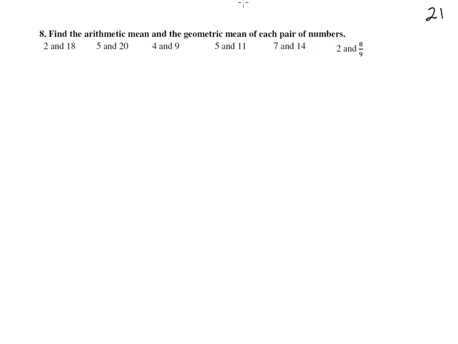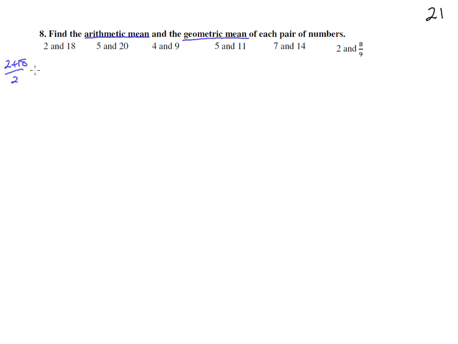Here we are on page 21 with number 8. Find the arithmetic mean, which we add and divide by 2, and the geometric mean. This one we multiply and square root each pair of numbers. So the arithmetic mean of 2 and 18, we would take 2 plus 18, divide by 2.